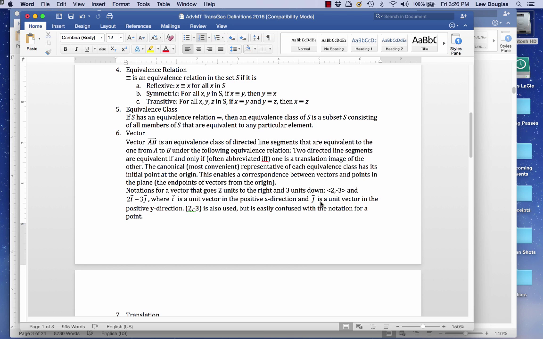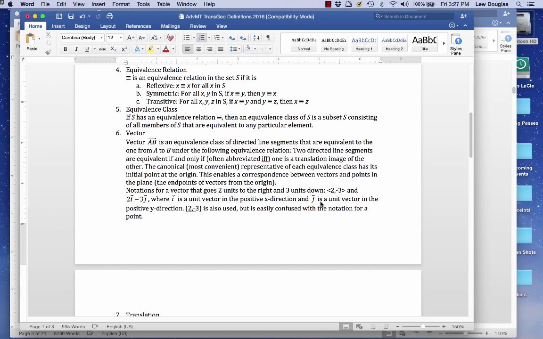An equivalence class, if a set has an equivalence relation, then there are equivalence classes. And an equivalence class is more or less the maximal subset of members that are equivalent to each other. That's really the easiest way to say it. I tried to say it more precisely here, but that's what it is. And that's useful in defining a vector.